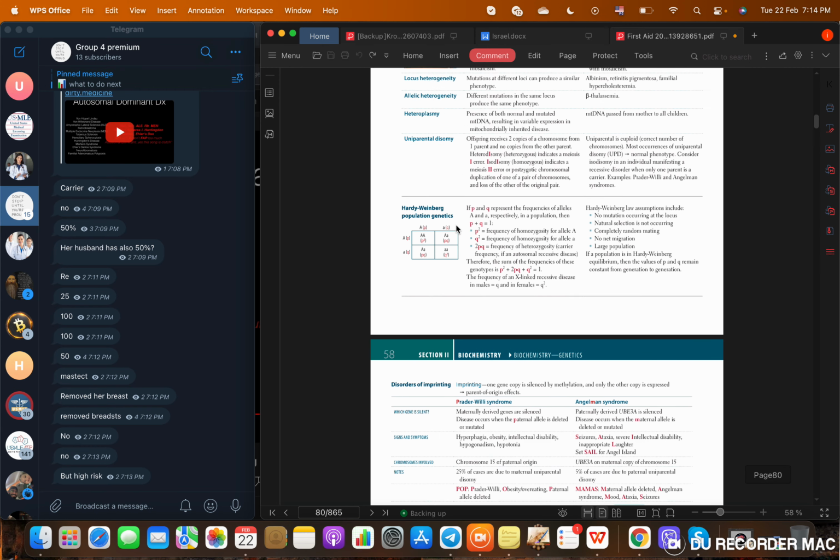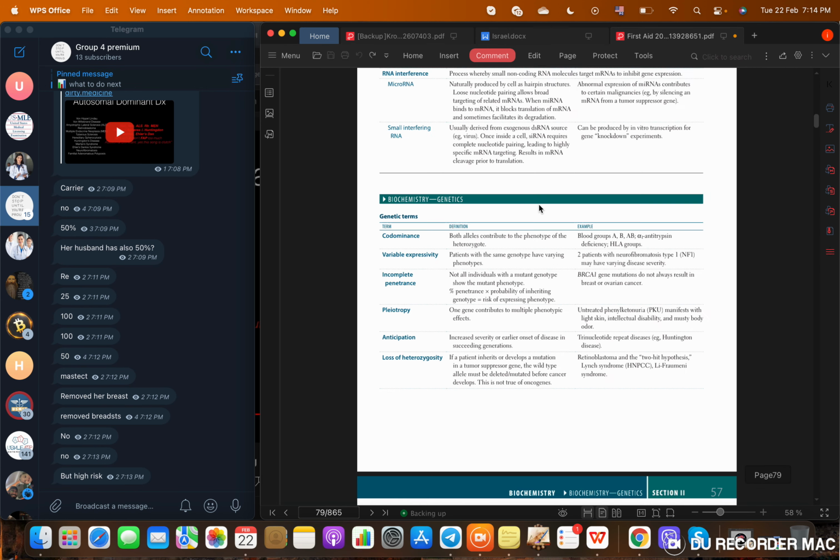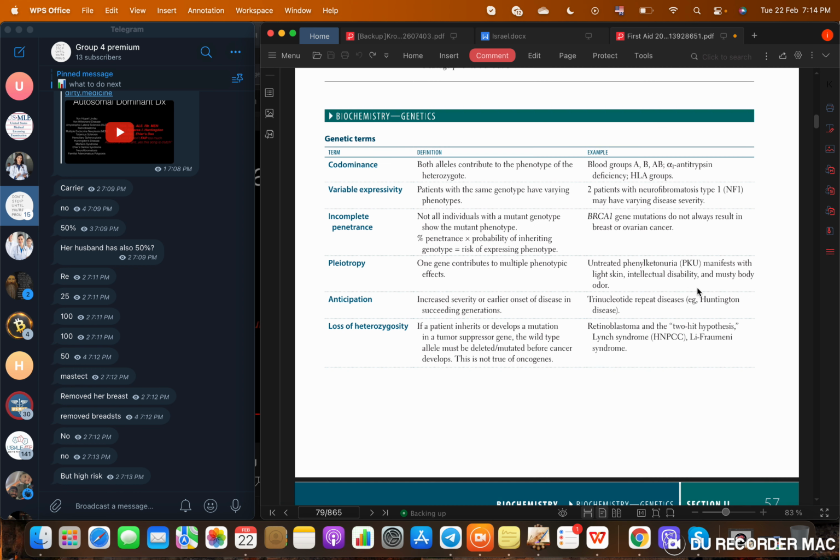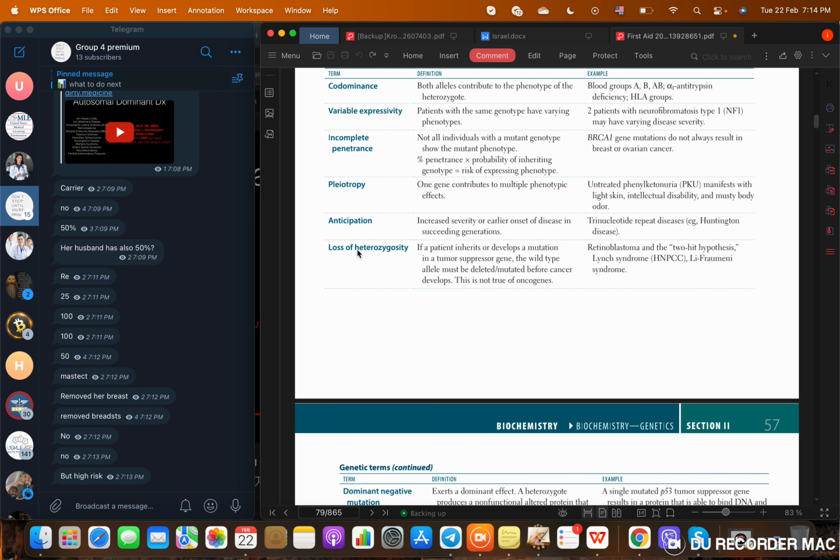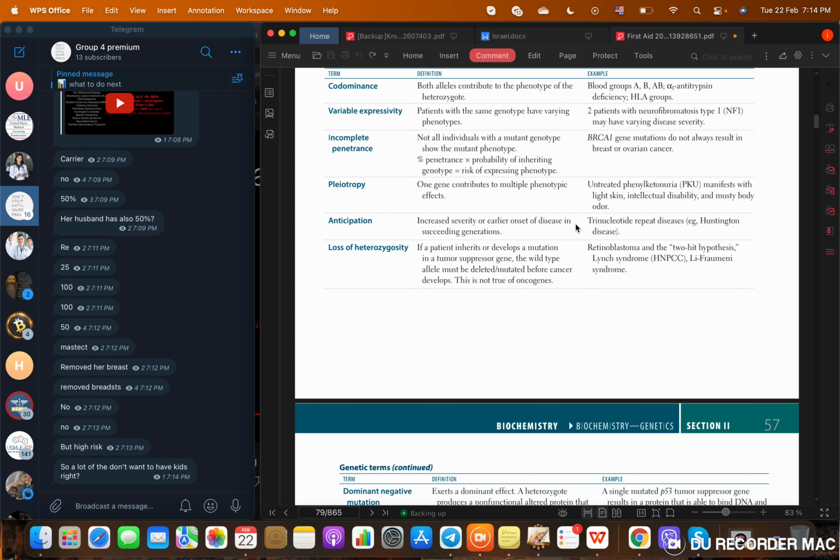So let's get back here. Trinucleotide repeat diseases include Huntington disease. So if the patient got Huntington disease at age 40, his son is going to get it at 30 with more severe symptoms. But his grandson is going to get it at age 20 with more severe symptoms. So that's anticipation. With each generation, there are more severe symptoms and earlier presentation.